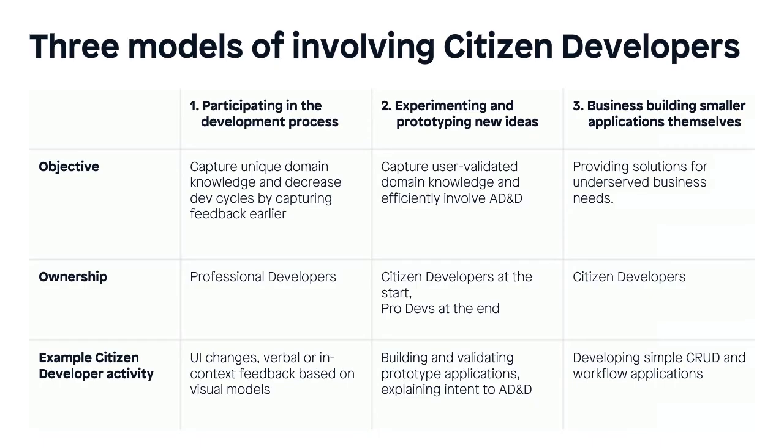So the 3 sort of ways of working together that we see with citizen developers are, 1, participating in the development process. And this is really what I said earlier, advanced user acceptance testing. Instead of waiting for something to be done, try and involve someone while you're still building it, and suddenly you can move a lot faster. And you can get some of the ideas of power users or really knowledgeable business experts into your applications much faster. The second one is about experimenting and prototyping new ideas.